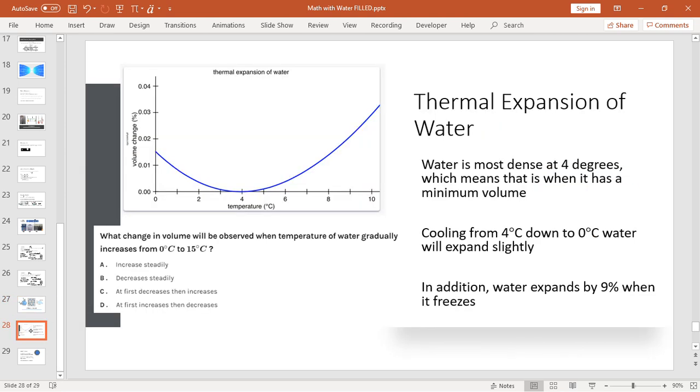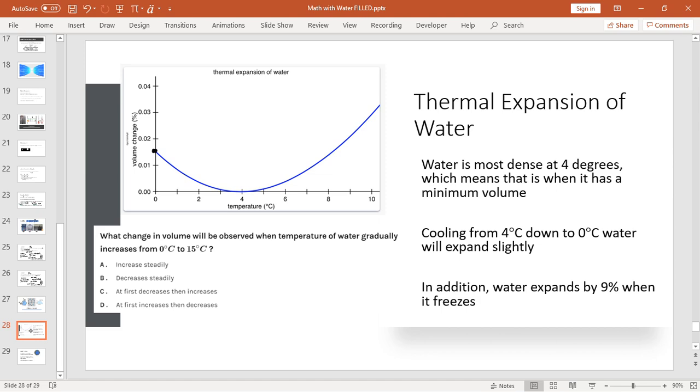So here's the change in volume. As you come down to 4 degrees, you get to your minimum volume, and then suddenly the water starts getting a little bit bigger. It expands between 4 and 0 degrees. And when it hits 0 degrees and changes to ice, it's going to line itself up in that hexagonal lattice, and it's going to get 9% bigger. So when water freezes, during the freezing process, it expands by 9%.